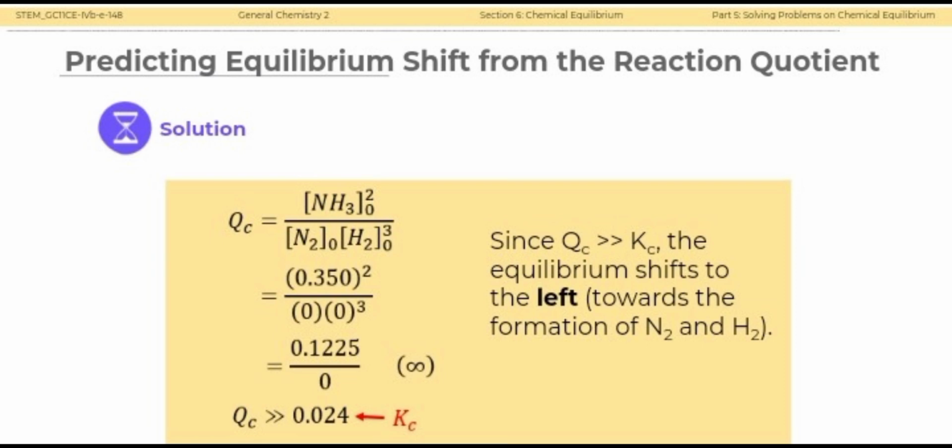So this is our solution. Our working equation is the corresponding reaction quotient value for the reaction. Vessel contains only the product, thus reaction quotient is indeterminately large. This value is much greater than the equilibrium constant. Thus, the equilibrium shifts to the left, towards the formation of nitrogen and hydrogen.